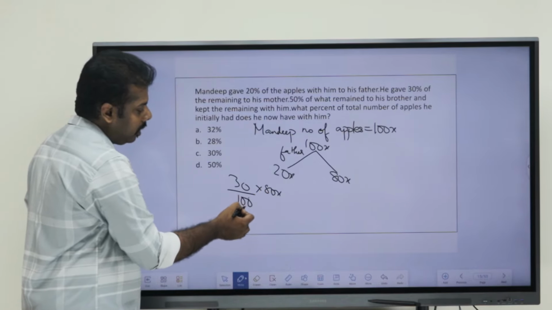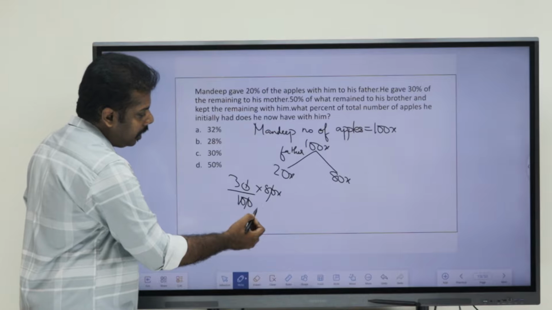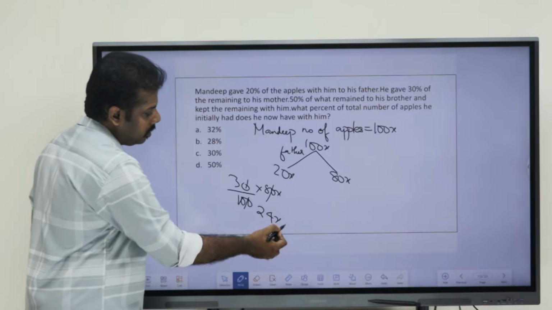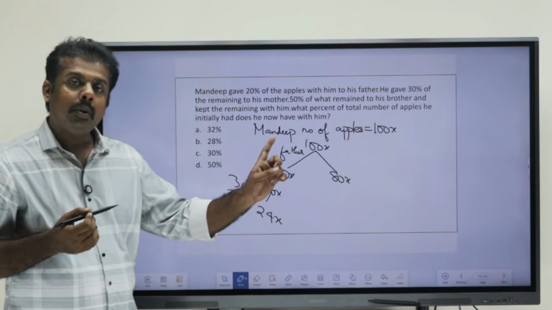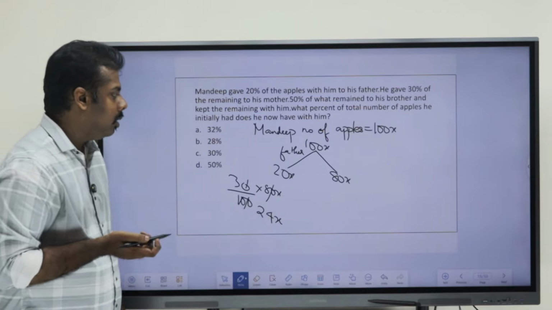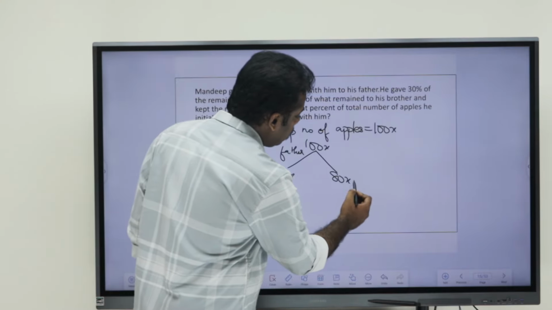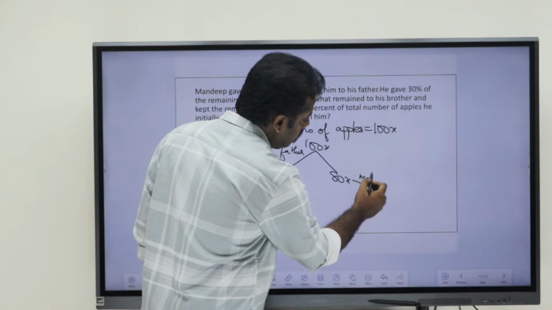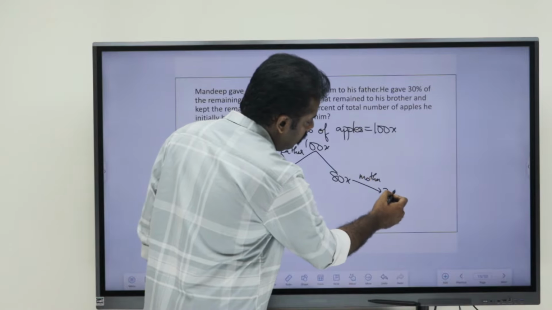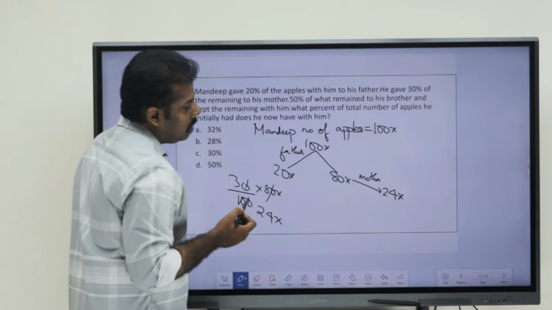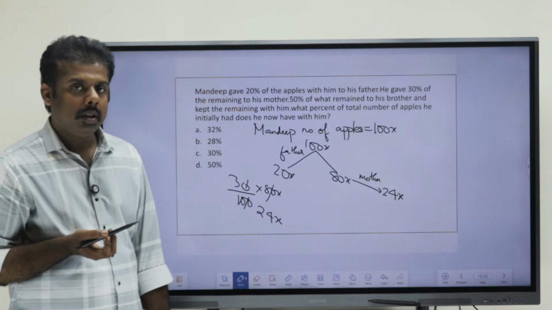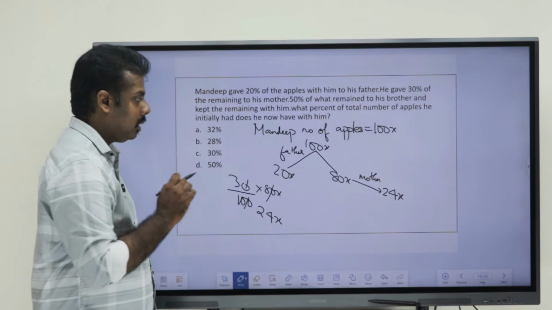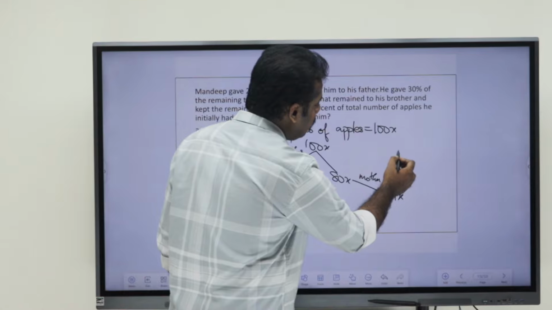If you calculate that, you are going to get 24x. So 24x is what he has given to his mother. Out of 80x, he has given 24x to his mother. So what is now remaining with him? 80x minus 24x, that is going to give us 56x. So we can say that he is now left with 56x apples.